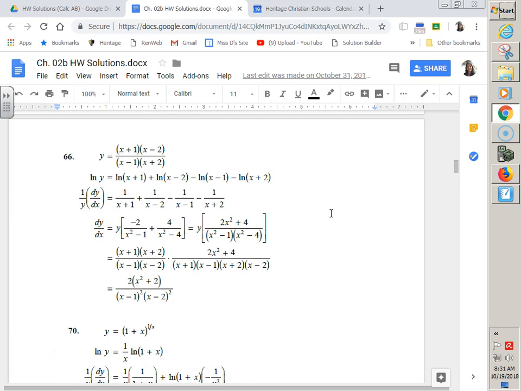66. Oh, yuck. Oh, ln's. Didn't ln's make everything better? Because if you do ln, you can have ln of that guy plus ln of that guy minus ln of that guy minus ln of that guy. Their derivatives are nice and neat. Multiply by y. Plug in what y is. Ew. What did they do from here to here to here? How'd they get all of these mushed together into one?